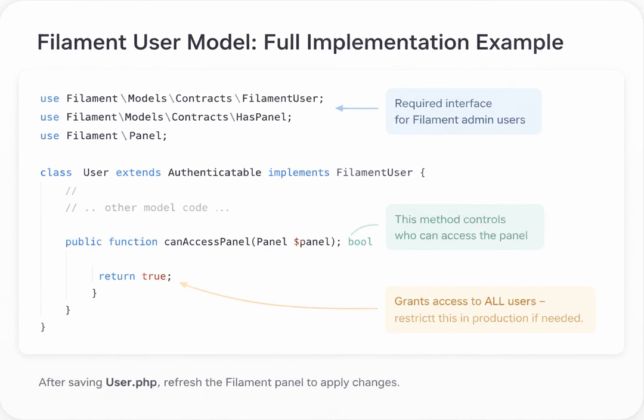Here's the complete implementation in code. Your user class needs to implement the FilamentUser interface, and then you define the canAccessPanel method that returns a boolean. Returning true means every authenticated user can access the panel. Now, in a real production application, you'd want to be more selective, for example, only allowing users with an admin role. But for development and testing purposes, returning true is perfectly fine and gets you back into the panel quickly. Once you save the User.php file and refresh the panel URL, the changes take effect immediately.